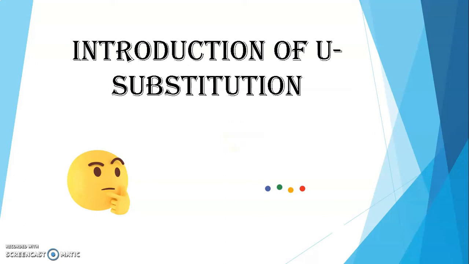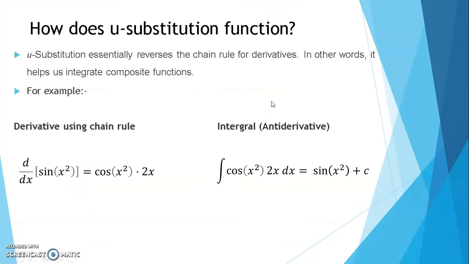Introduction of u substitution. We need methods for evaluating more complicated antiderivative integrals. So how does this u substitution work? U substitution essentially reverses the chain rule for derivatives. In other words, it helps us integrate composite functions.